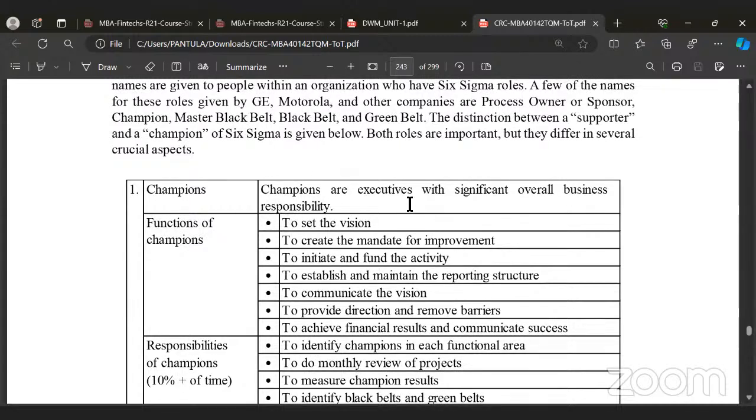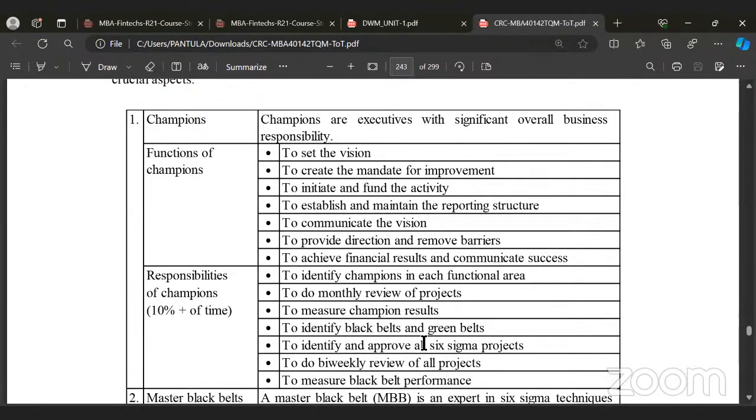Champions are executives with significant business responsibility who set the vision, create the mandate for improvement, initiate and fund activity, establish and maintain reporting, communicate the vision, provide direction, remove barriers, and achieve the financial results and commitment to success. Responsibility of champions: 10% of time.